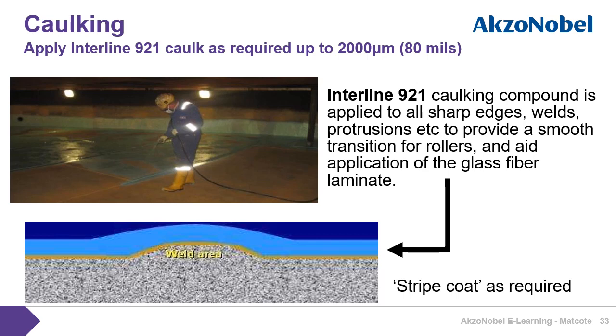Our specification requires the application of Interline 921 for this end use, and the caulking compound is applied to all welds, protrusions, and such like areas to ensure a smooth transition for rollers and to aid application of the entire system. And of course, stripe coating of the caulk may be required as well.